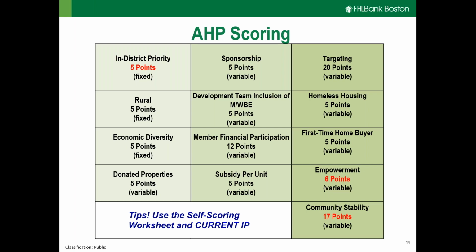As I mentioned, the in-district category is new, and that's for the New England locations only. And we made a few little changes to empowerment. That's going to be down to 6 points this year, and community stability down to 17. That's because with our regulation, we're actually capped at the number of points that we can award to any project. So it's kind of a balancing act to make everything work.